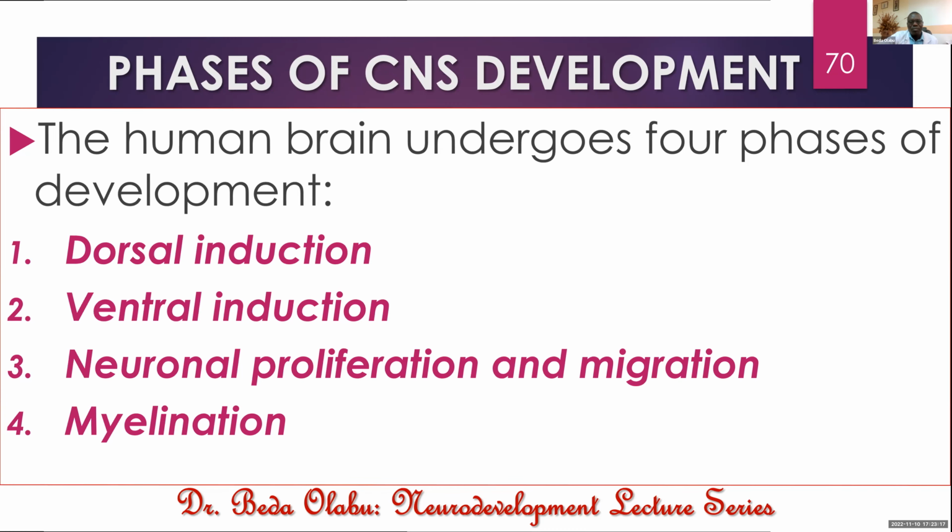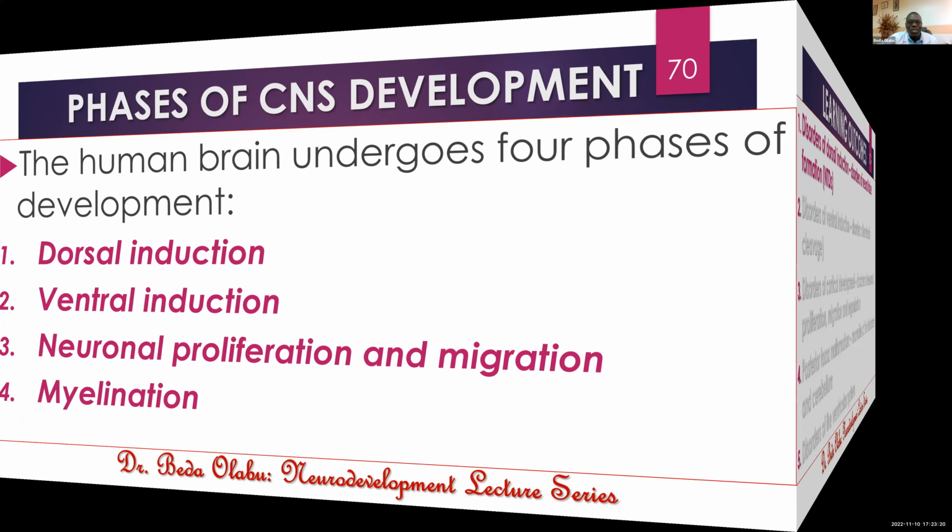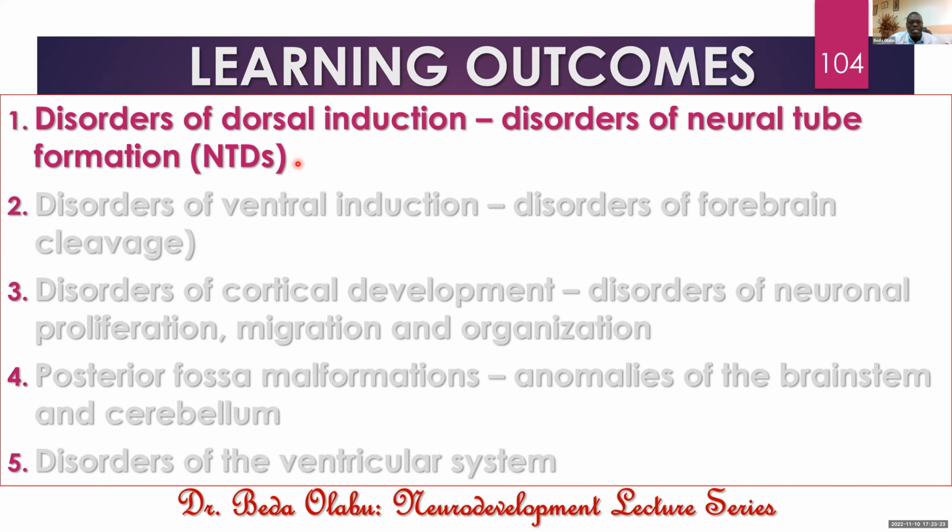Great, having said so, we will now look at the disorders of the central nervous system. It's much easier to classify these disorders in some categories. We will look at disorders of dorsal induction, which are disorders of neural tube formation. So we call them neural tube defects. We'll also look at disorders of ventral induction. These are disorders of forebrain cleavage. In simple terms, disorders of separation of the right and the left hemispheres. Then you have disorders of cortical development. Disorders of cortical development are disorders that arise due to abnormal proliferation, migration, and even organization of the cerebral cortex.